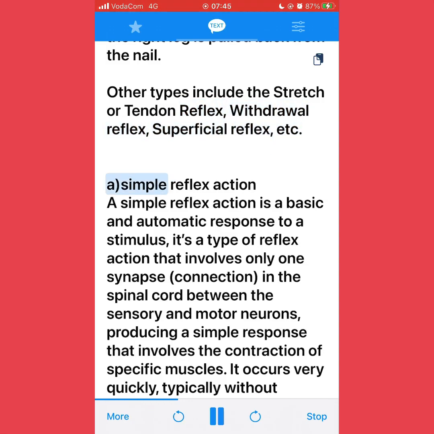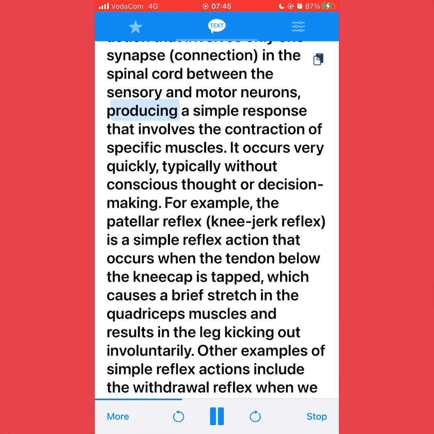A simple reflex action. A simple reflex action is a basic and automatic response to a stimulus. It's a type of reflex action that involves only one synapse connection in the spinal cord between the sensory and motor neurons, producing a simple response that involves the contraction of specific muscles. It occurs very quickly, typically without conscious thought or decision-making.